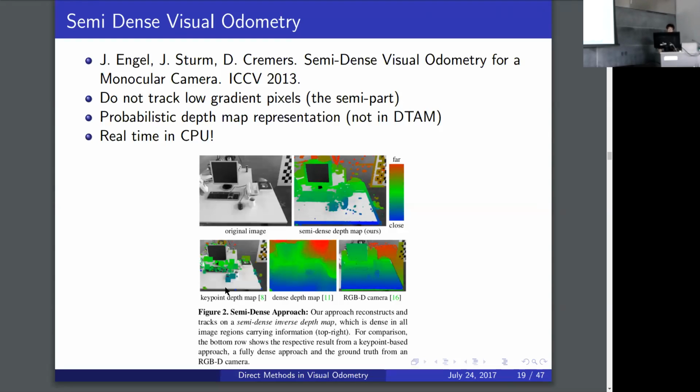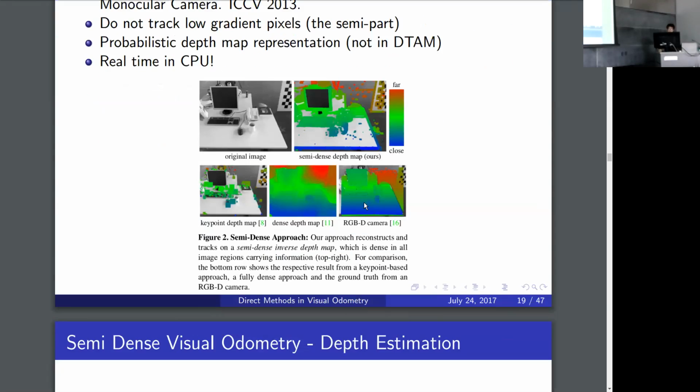Whereas keypoint-based methods concentrate mostly around the monitor and have very few pixels around the table, as opposed to fully dense direct methods, or an RGBD camera. So it's basically a way to get the best of both worlds, in the sense that it captures enough of the scene to do motion estimation.